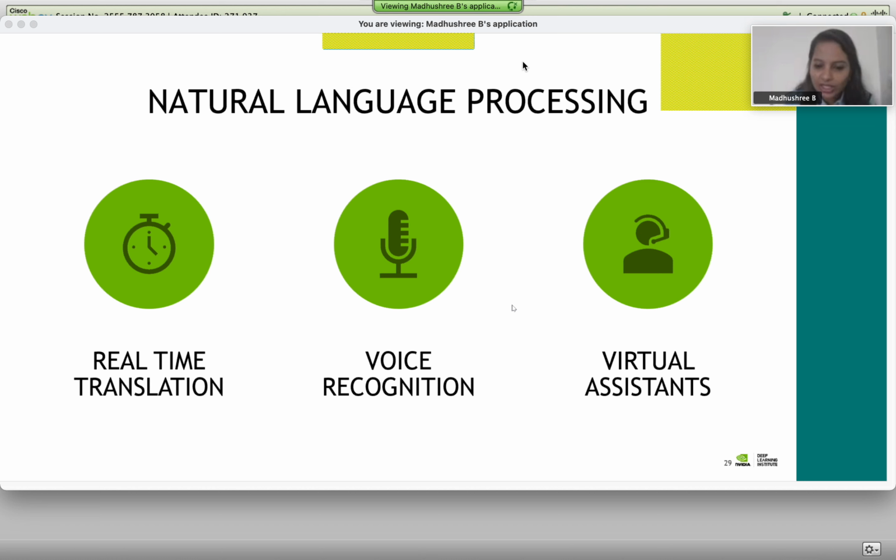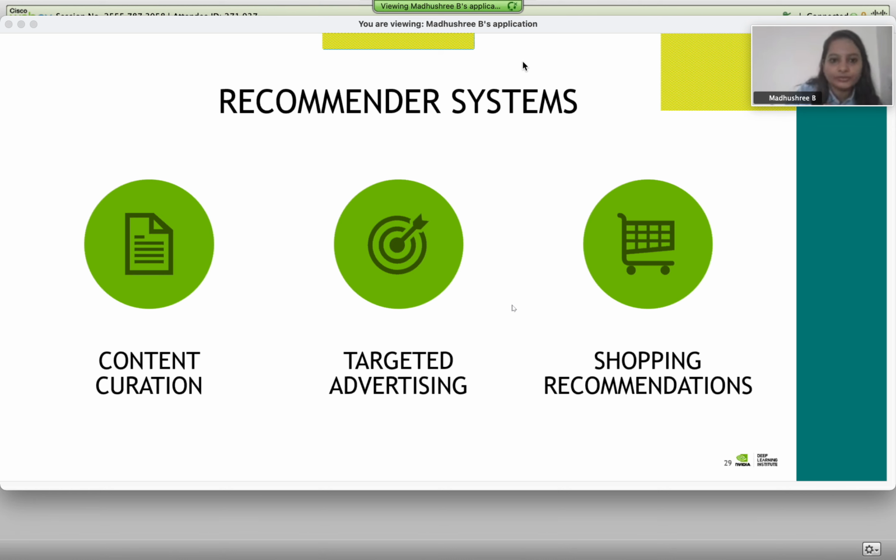And voice recognition, as I already told you, you've already started using it. And natural language processing is the most important topic after computer vision. So please pay attention. We have a lab practical also for natural language processing today.